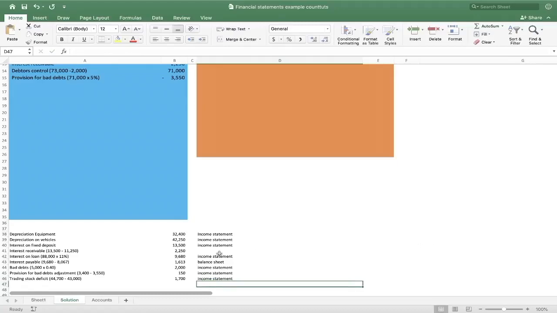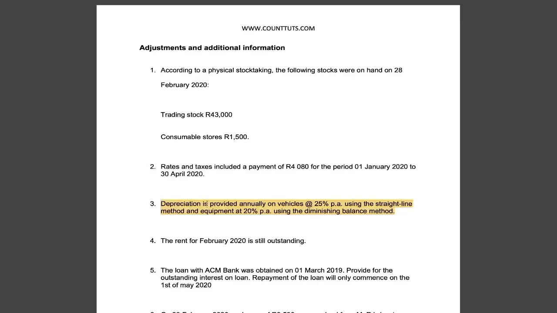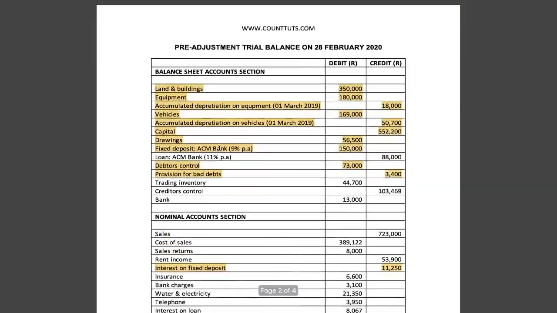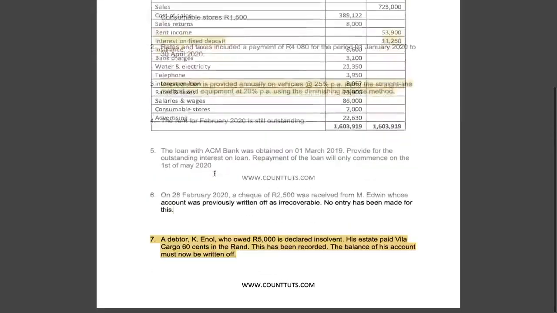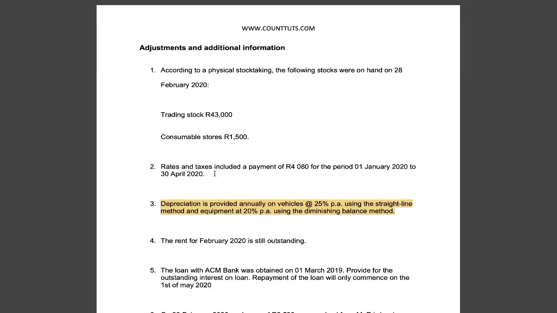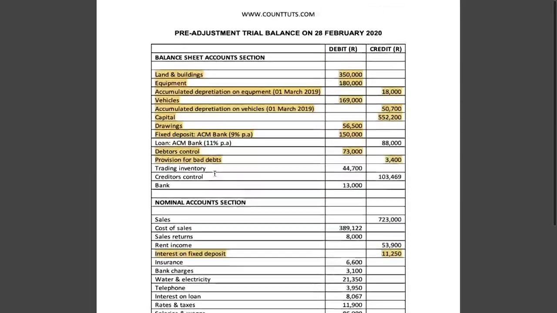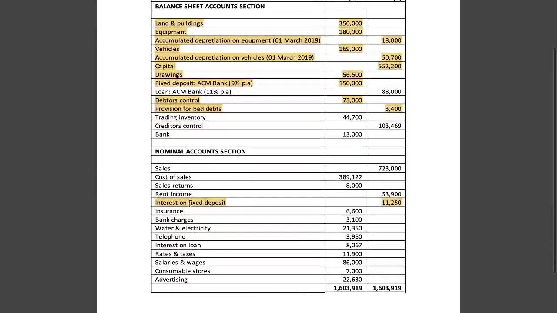Now that we have our trading stock deficit, let's also look at the other item, consumable stores. We mentioned this in our other lesson when we did an example of the income statement using pre-adjustment trial balance and additional information. Right here we have consumable stores, 7,000 Rand, which is an expense. Whenever we buy consumable stores, we record it as an expense. But at the end of the year, whatever we are left with in consumable stores, we recognize as an asset. So whatever is remaining is not an expense anymore, but is an asset.